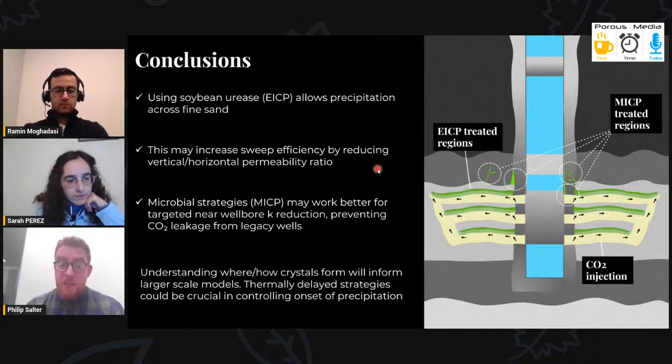Our future sets of experiments at the Diamond Light Source synchrotron facility will investigate thermally delayed strategies that could be crucial in controlling the onset of precipitation. And we'll also look at dissolution of this precipitated calcium carbonate by CO2 enriched brine.